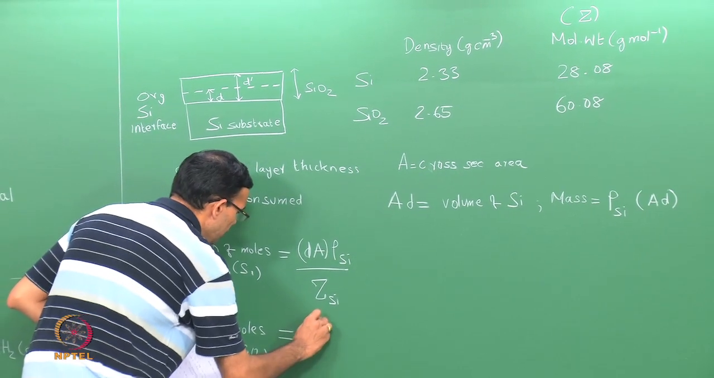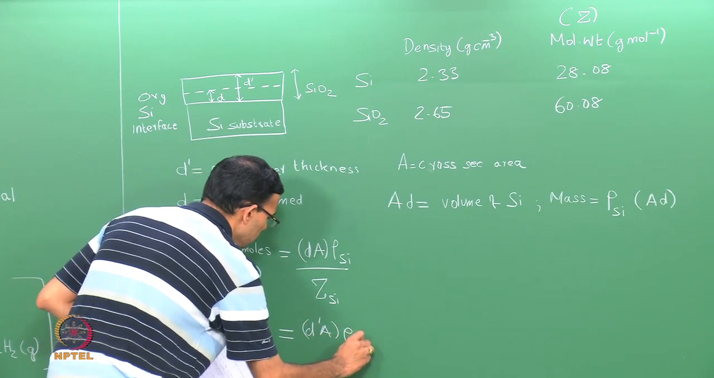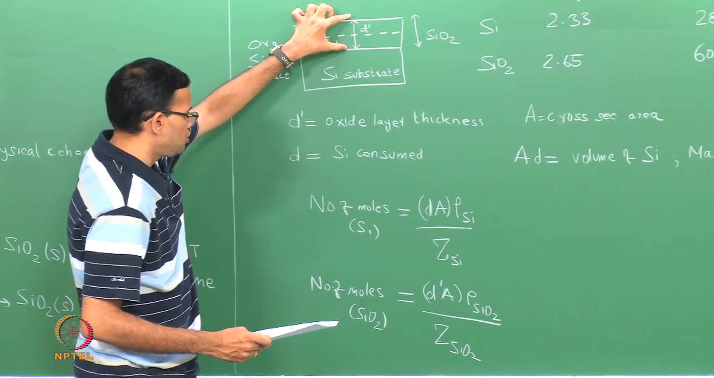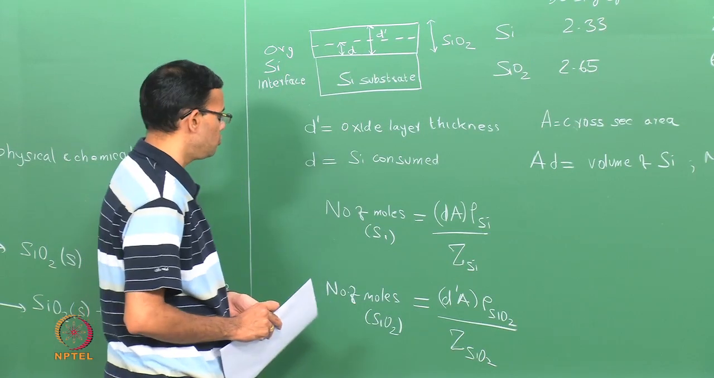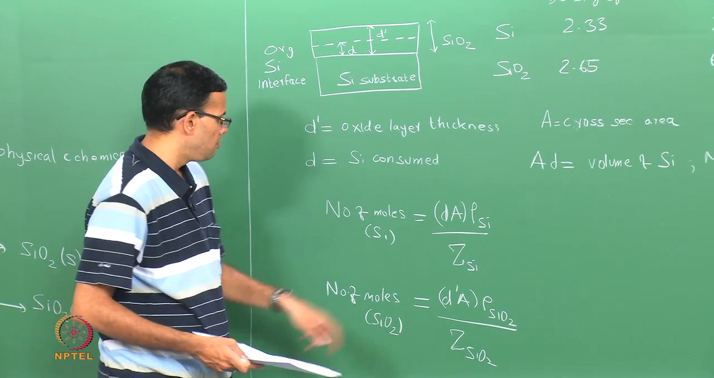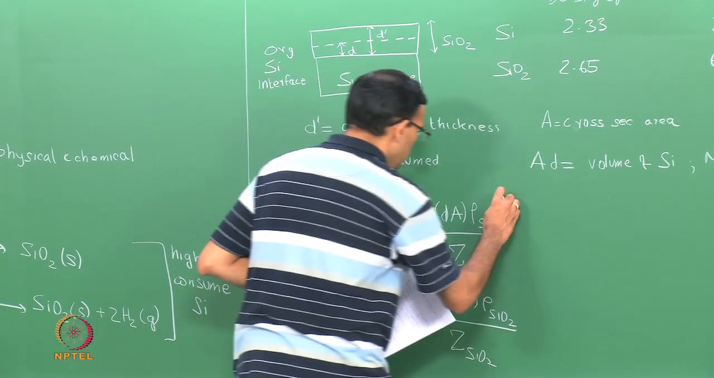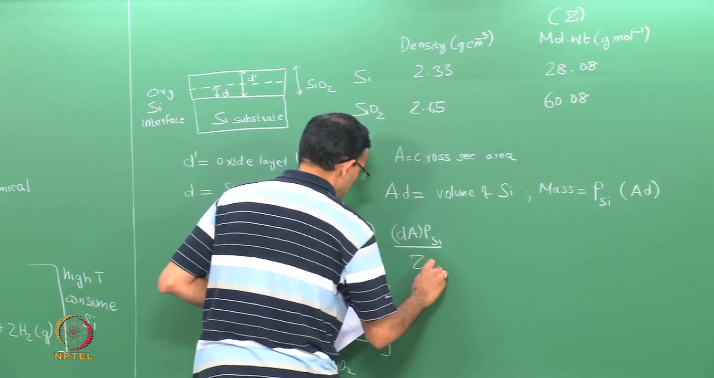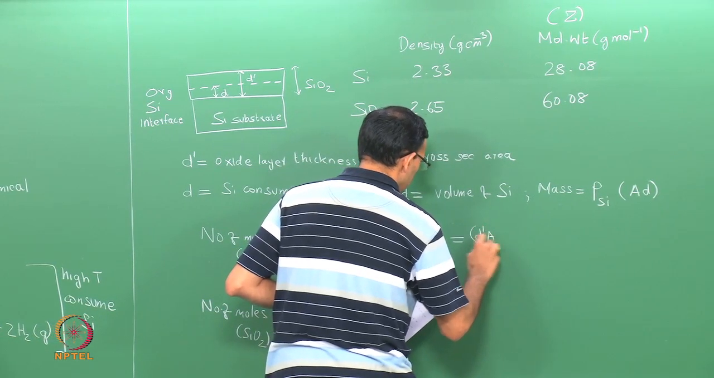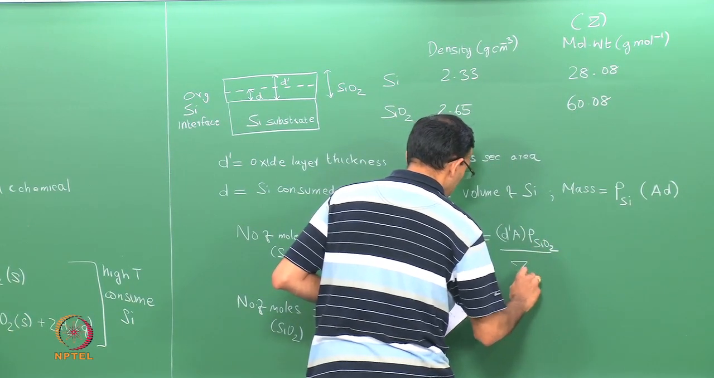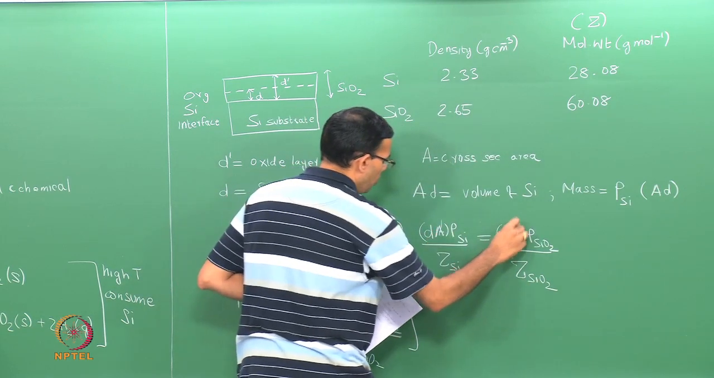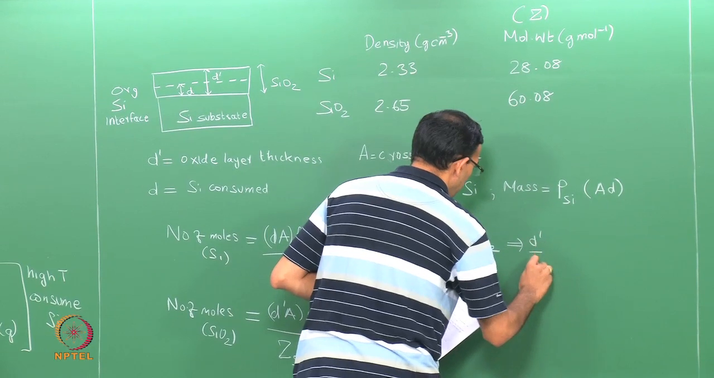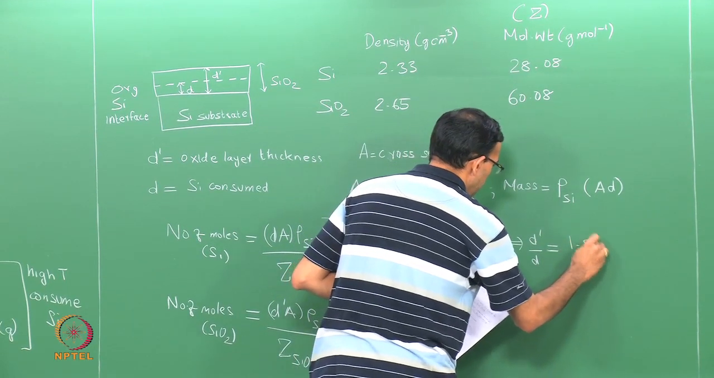The thickness of the SiO2 layer is d prime. So, d prime is the thickness of SiO2 and d is the thickness of the silicon that is consumed. These number of moles are essentially equal because 1 mole of silicon gives you 1 mole of SiO2. So, if we equate these two, area is common. We can rearrange the other terms and substitute the values, from which we get d prime by d is nothing but 1.88.